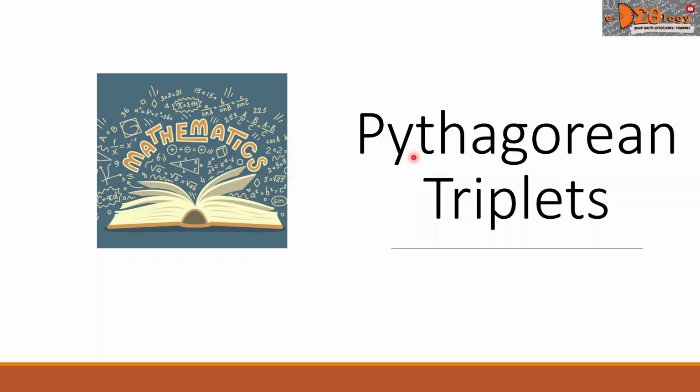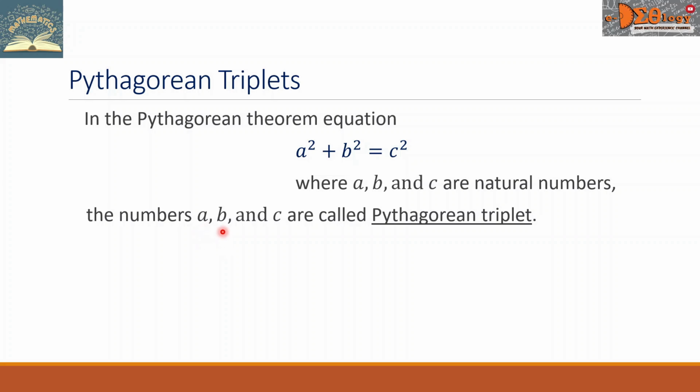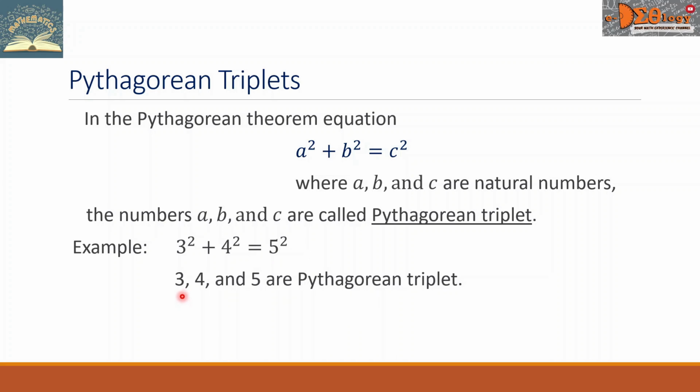Hi everyone. Today we're going to study Pythagorean triplets. In the Pythagorean theorem equation, a square plus b square equals c square, where a, b, and c are natural numbers. The numbers a, b, and c are called Pythagorean triplet. For example, when we have 3 square plus 4 square equals 5 square, the numbers 3, 4, and 5 are Pythagorean triplet.